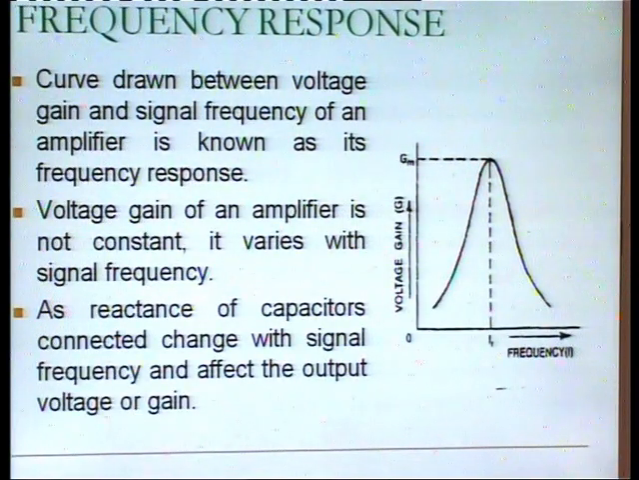Now, the second definition is the frequency response. It is the curve drawn between the voltage gain and the signal frequency. It is shown here. On the y-axis we have the voltage gain, and on the x-axis we have the frequency. The voltage gain of an amplifier is not constant, that is, it varies with signal frequency. As the frequency changes, your voltage gain changes.